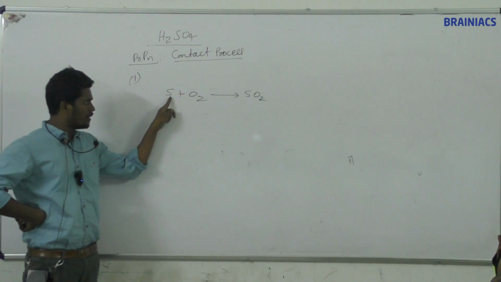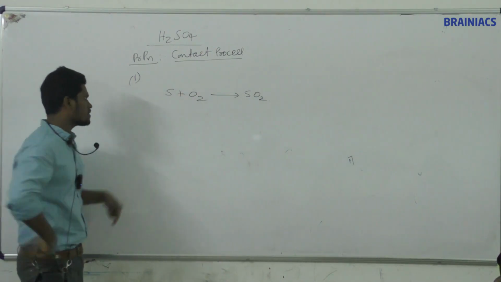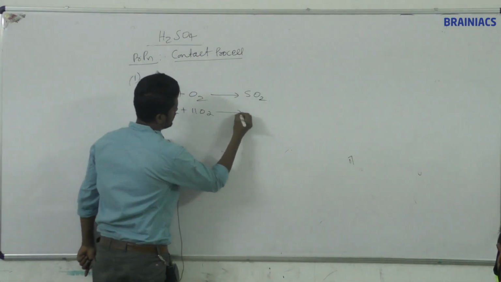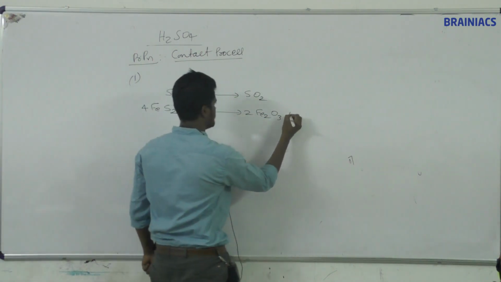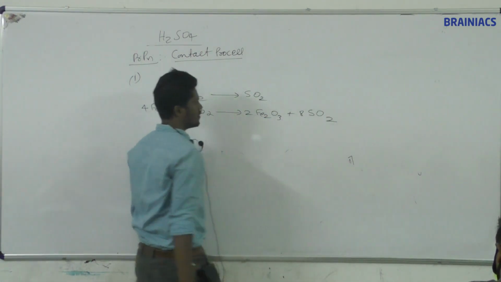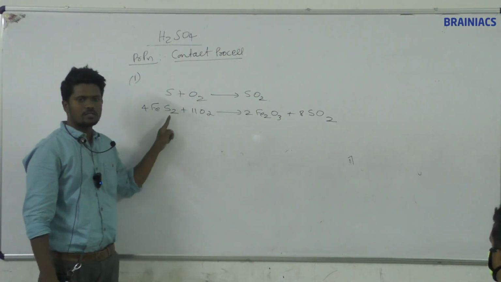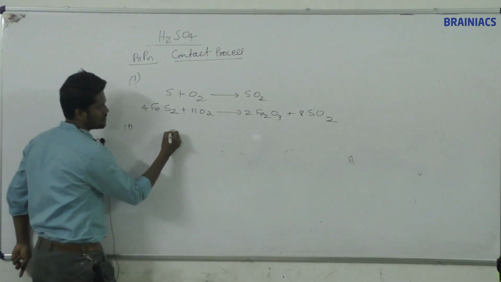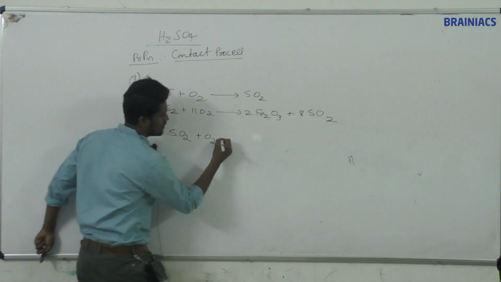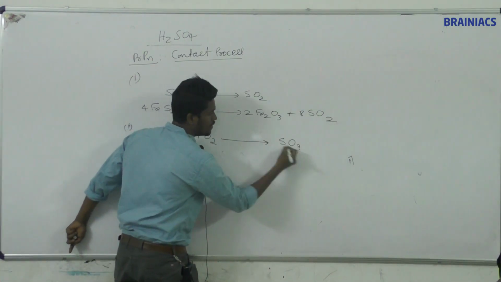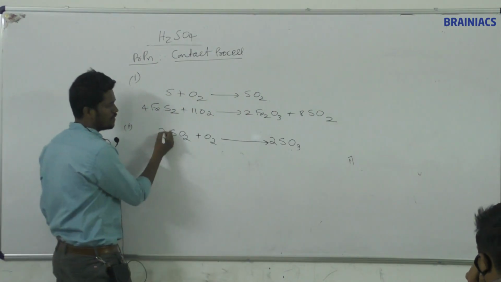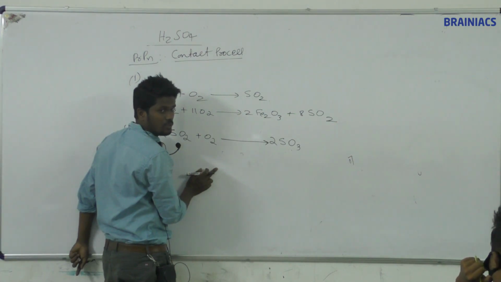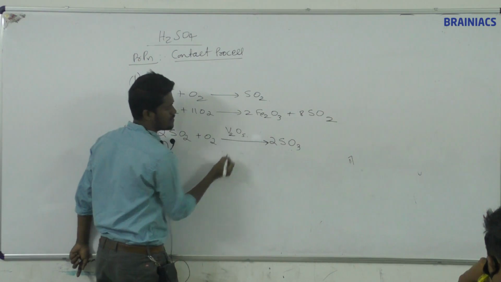First step, burning of sulfur or sulfide ore. Okay, so burning of sulfur or sulfide ore gives what? SO2. And what will be the second? Second step, catalytic oxidation of SO2 into SO3. So what is the catalyst used in the contact process?